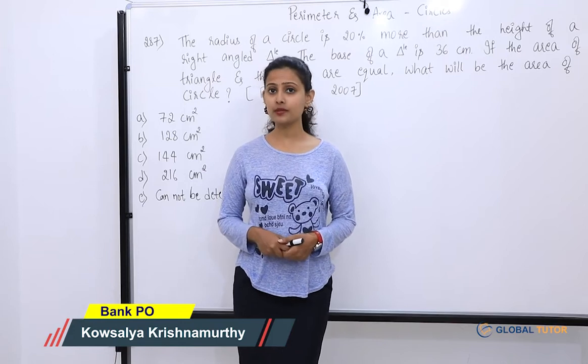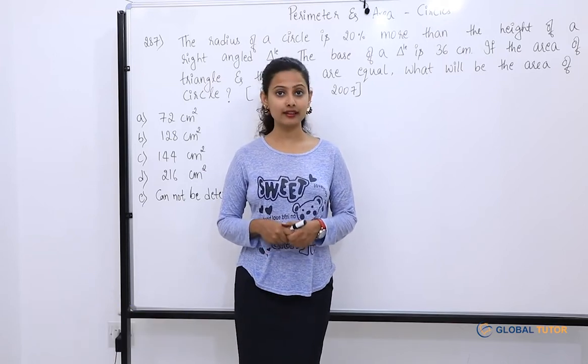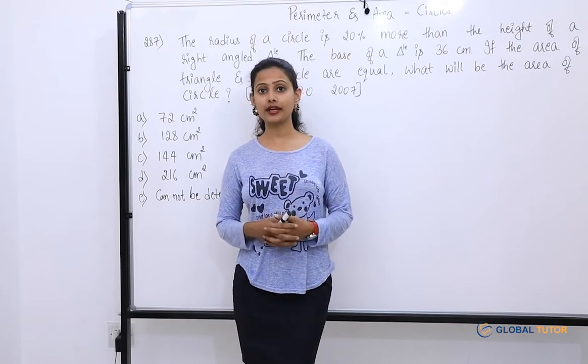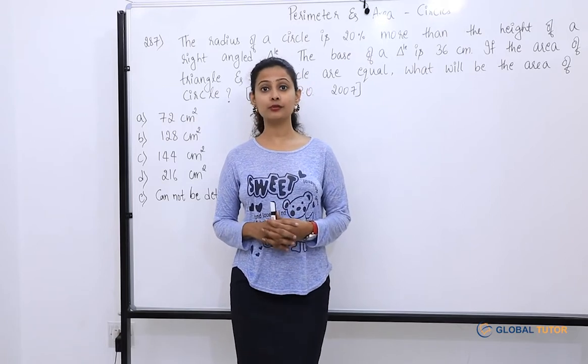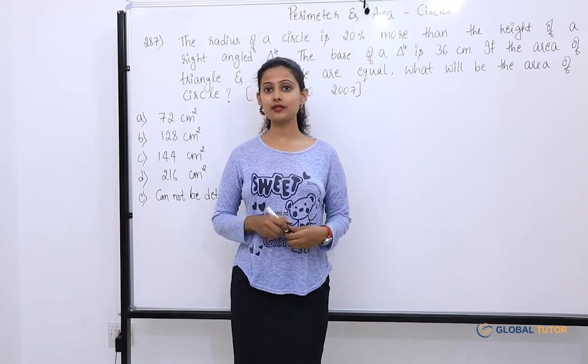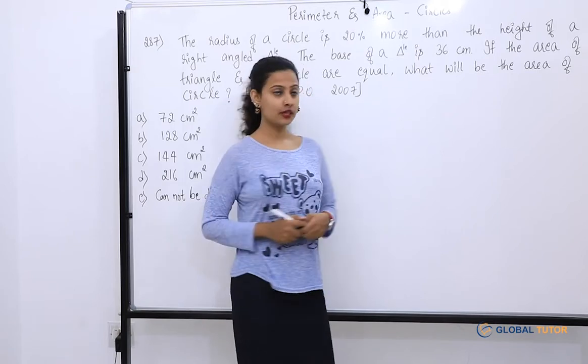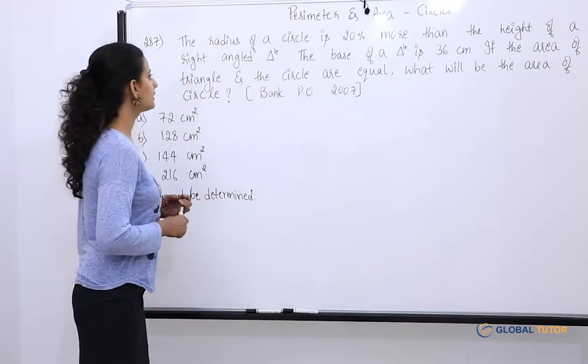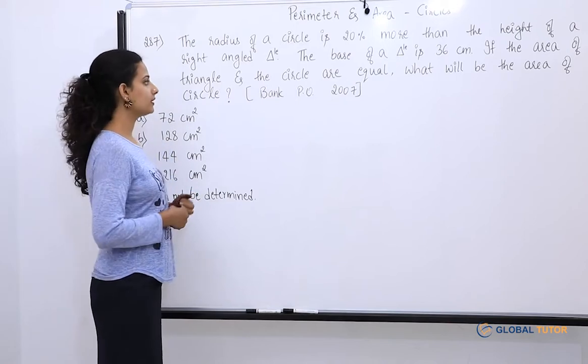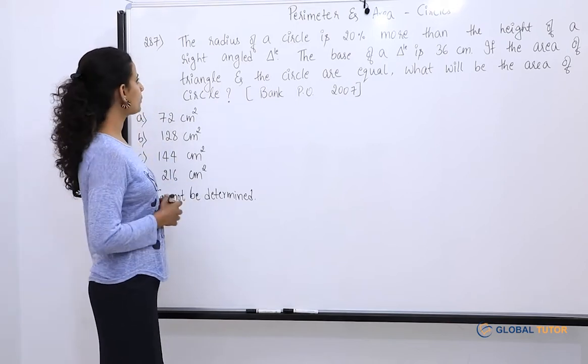We've been solving problems based on perimeter and area. We've seen problems based on rectangle, triangle, circles, square, trapezium, parallelogram, rhombus. In today's episode, we shall continue to solve problems based on circles. Today I got a question which has appeared in the Bank PO exam in the year 2007. Let us see the question.